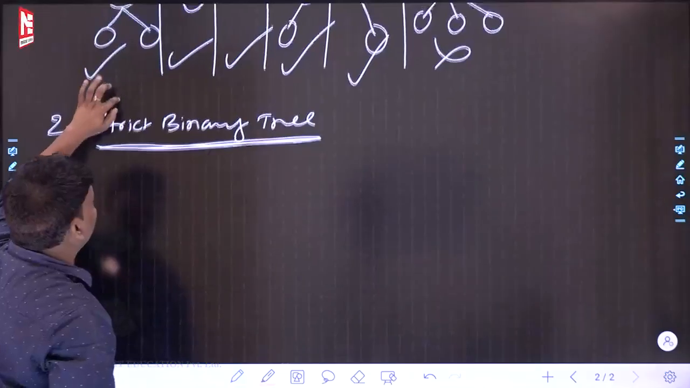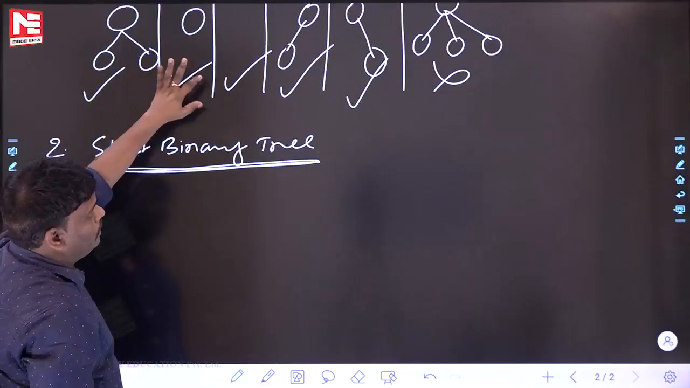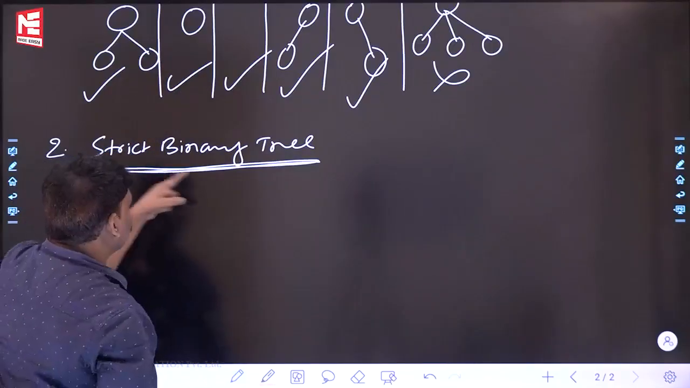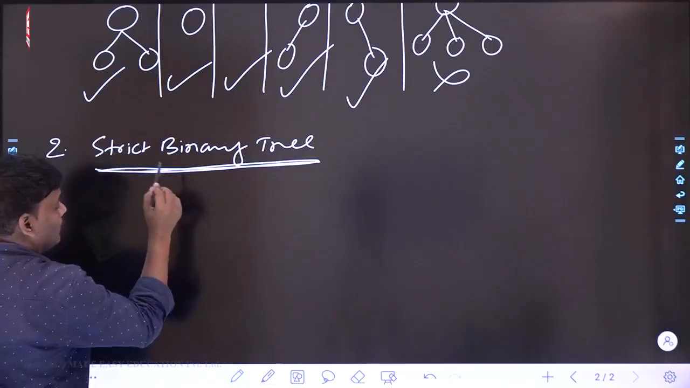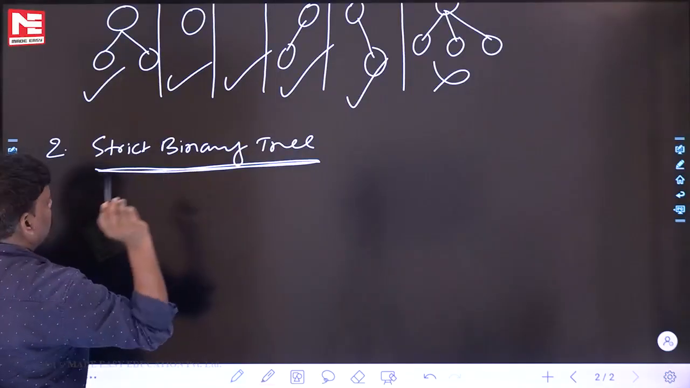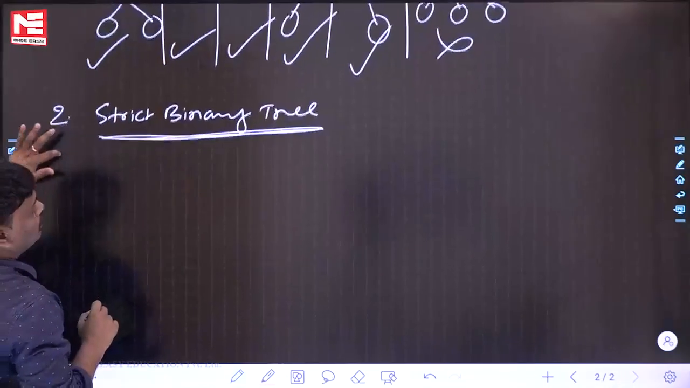But in a normal binary tree it is not like that. Maximum 2 children. Maximum 2 means what? 0 or 1 or 2 is fine. But in the case of a strict binary tree, every node contains either 0 child or 2 children. Please be careful. That is the strict binary tree definition.